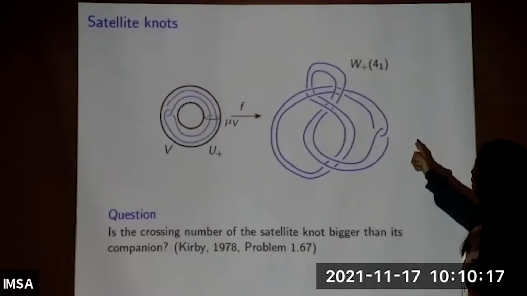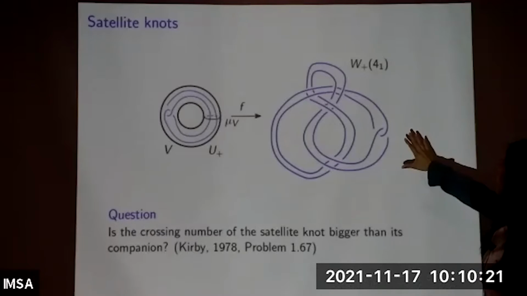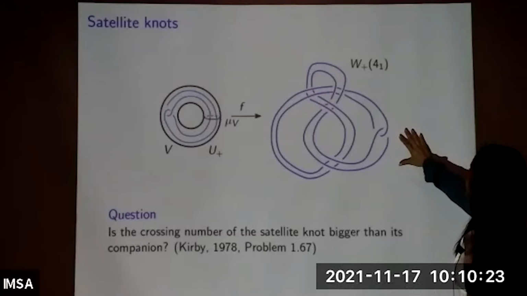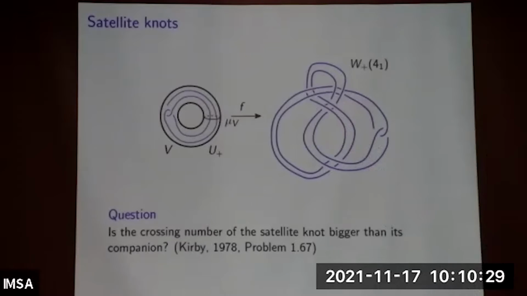now the question is, does the diagram that we get, the result, have crossing number bigger than the number of crossings in the figure eight? Is it bigger than four? Right, so we don't even know if it's bigger than four.